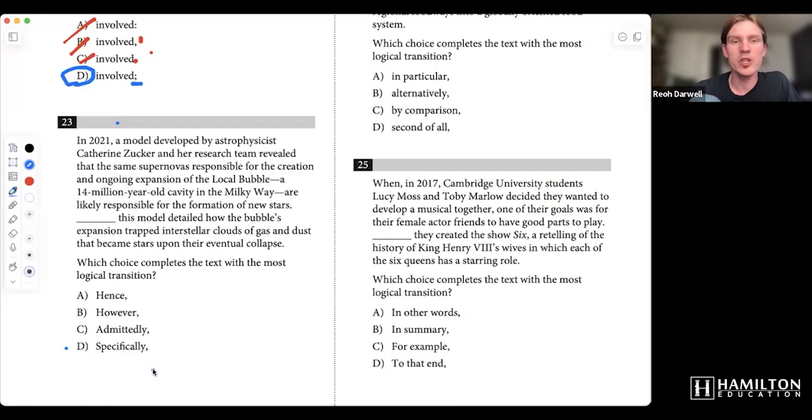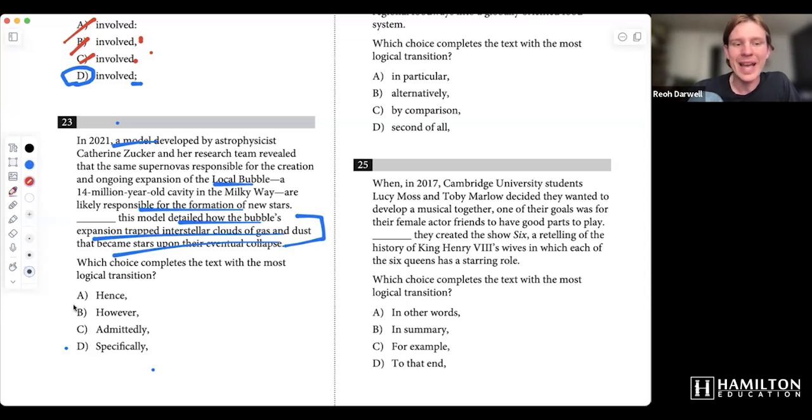All right, so 23 is a really good transitions question. It is asking us to understand the logical relationship between these units of information. Basically it is saying that the local bubble is responsible for the formation of new stars, as revealed by a model. So a model shows this. Then our second sentence shows exactly how the model shows why the local bubble is relevant for the formation of new stars. So this model reveals it, and we are giving information that specifically relates here.